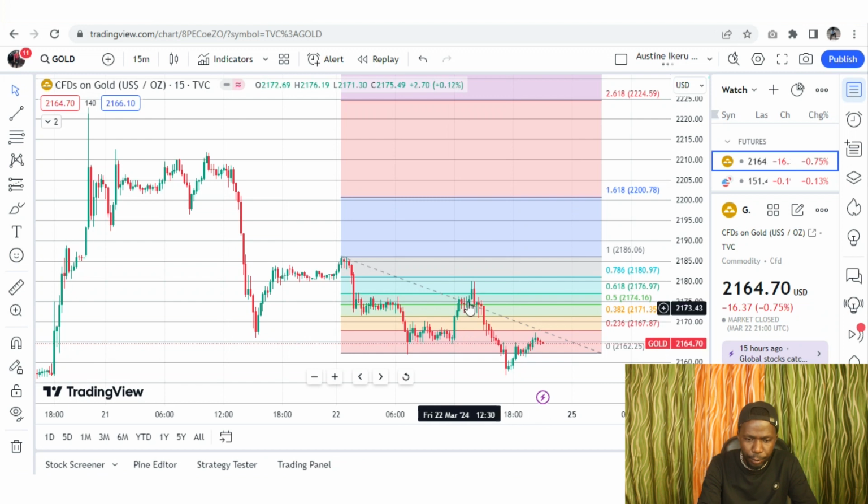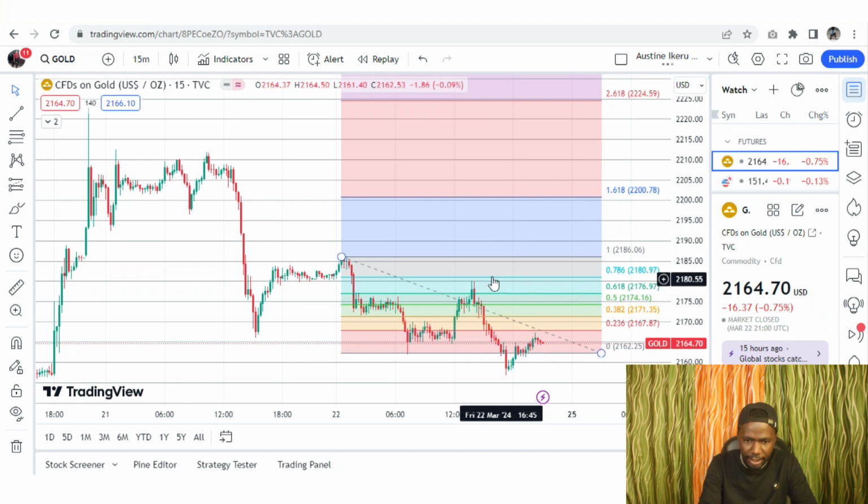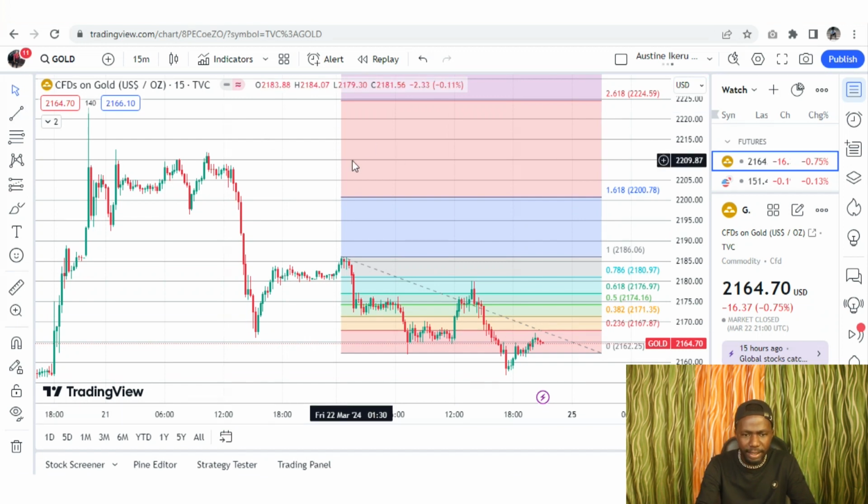So what we have to do is, once this red candlestick closes, we place our sell trade here, then our stop loss will be above the 0.786, then our take profit will be at the previous swing low. So this is where our take profit will be, right? So this is how you trade using the Fibonacci retracement tool, as simple as that.